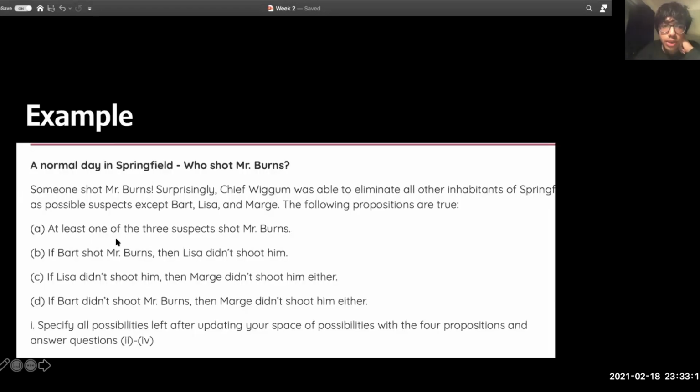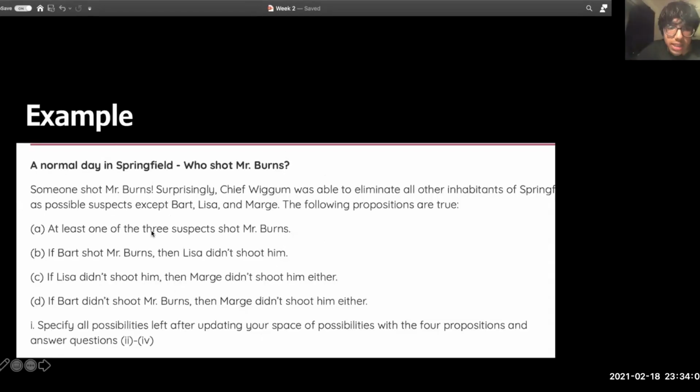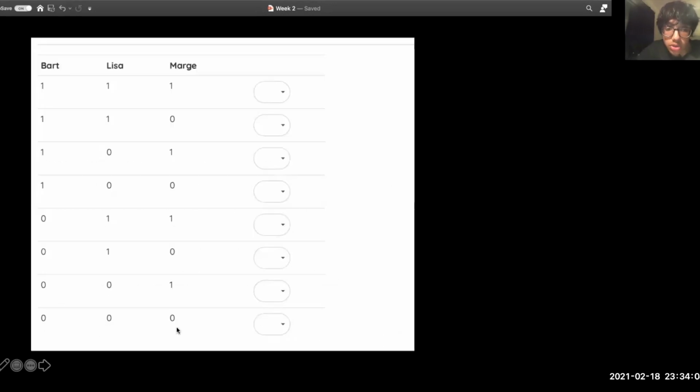Here, we've been given these premises. You don't really need to read the upper part. All you need to know is this. At least one of the three suspects shot Mr. Burns. That's the first premise. This is the second premise, B. C is the third premise, and D is the fourth premise. Using these premises, we need to eliminate the different options. Here are the different options. One means that the person is guilty, and zero means that they're innocent. We know that at least one of the three suspects shot Mr. Burns, so the last option is false, because it says that none of them shot Mr. Burns. So it's impossible.